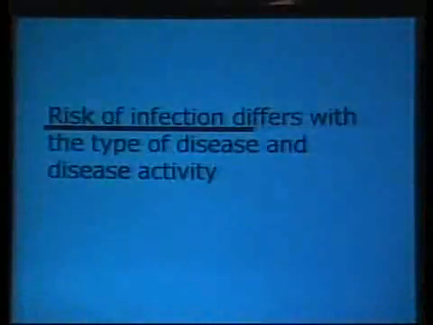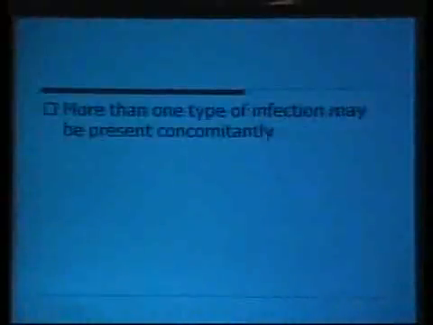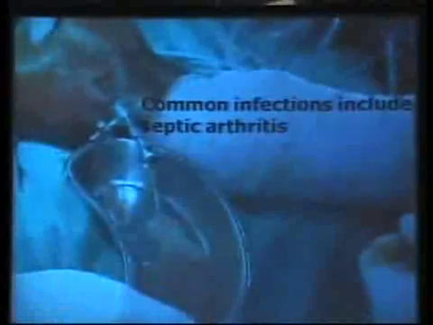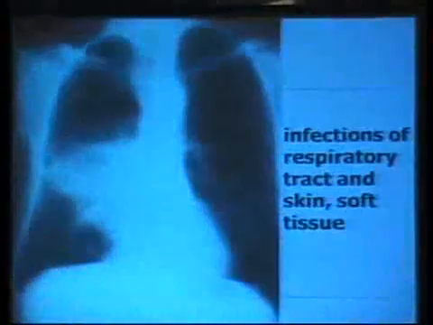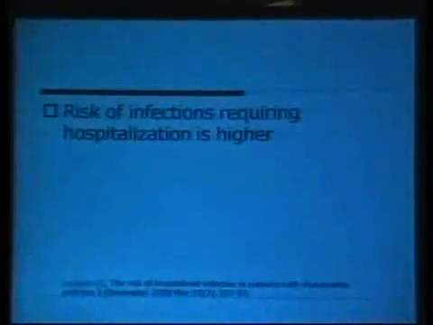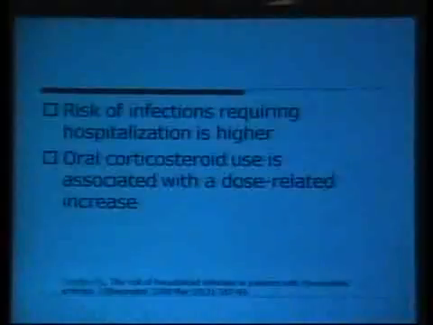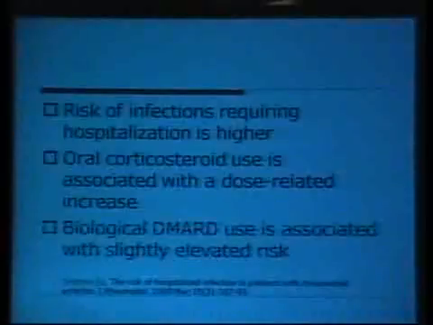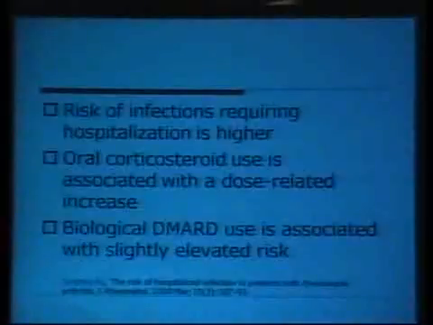Risk of infection differs with the type of disease and disease activity, and more than one type of infection may be present concomitantly. Patients with rheumatoid arthritis have a significantly increased risk of infection and increased mortality from infections. Common infections which are seen in patients with rheumatoid arthritis are septic arthritis, chest infections, and infections of skin and soft tissues. Risk of infections requiring hospitalization is generally higher, and oral corticosteroid use is associated with a dose-related increase in risk of infections. Biological disease-modifying agent use is also associated with a slightly increased risk of infection.